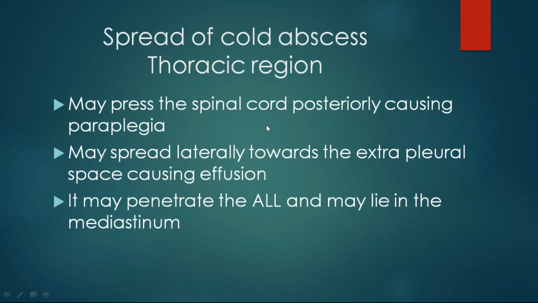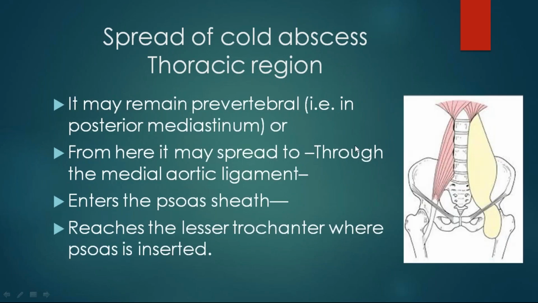From the thoracic region, usually it spreads posteriorly, which may cause compression of the spinal cord and may cause paraplegia. And it may spread laterally towards the extrapleural space, causing effusion. And it may penetrate the ALL, anterior longitudinal ligament, which is present anteriorly, and it may enter the mediastinum. Okay, sometimes it may remain prevertebral, or it may spread through the medial arcuate ligament, enter the psoas sheath, and reach the lesser trochanter. Lesser trochanter is a part of the femur, so it may extend even to the thigh.